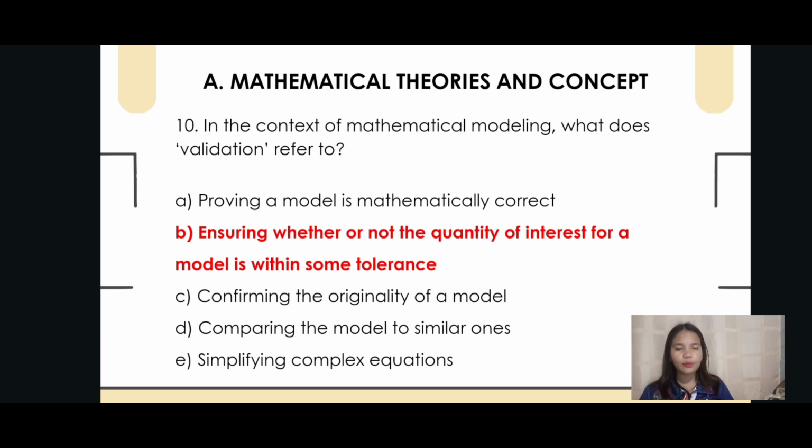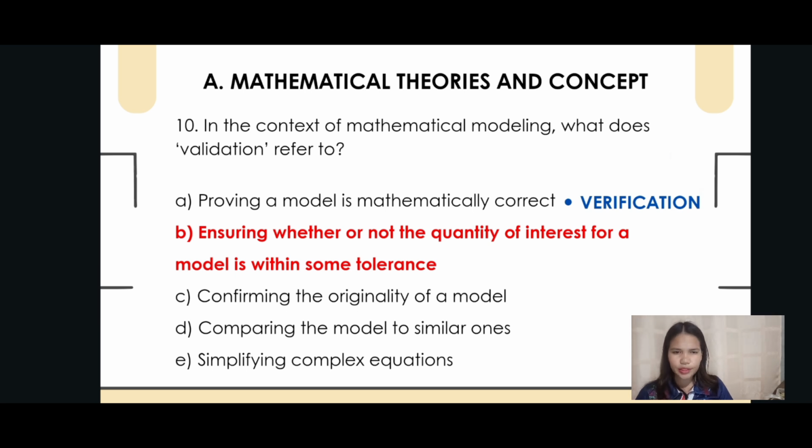So why are the other options less appropriate? Let's have letter A, proving a model is mathematically correct. This is related to verification, not validation. Verification involves checking whether the model has been formulated correctly from a mathematical point of view, whether the model is logically consistent and its mathematical structure is sound.